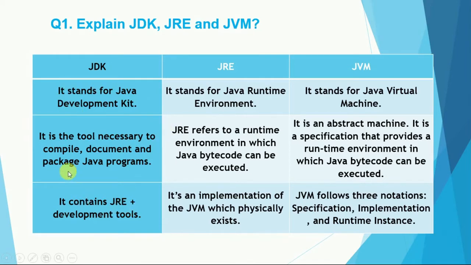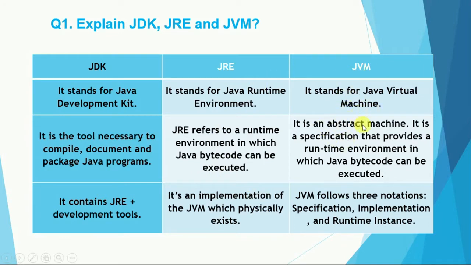I hope you understood. Next, inside this JDK there is a runtime environment by which our Java bytecode can be executed. To execute Java bytecode we need this runtime environment. First we install the Java Development Kit and set up the Java path in our system. This runtime environment helps us execute our Java bytecode, and we can say it is an implementation of the JVM which physically exists. So first is JDK, next is JRE, and after this is JVM, the Java Virtual Machine.